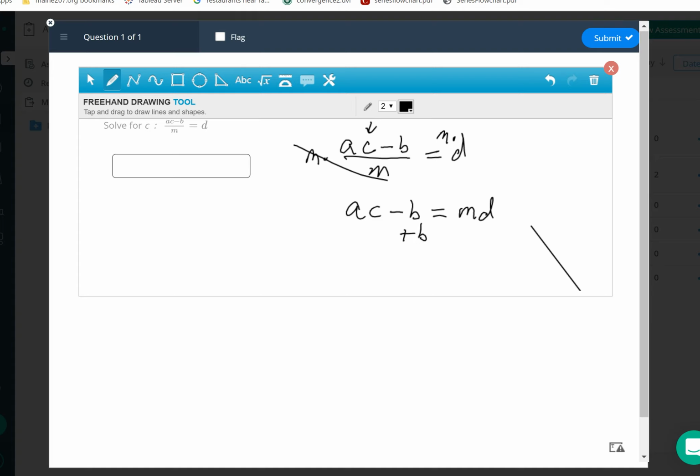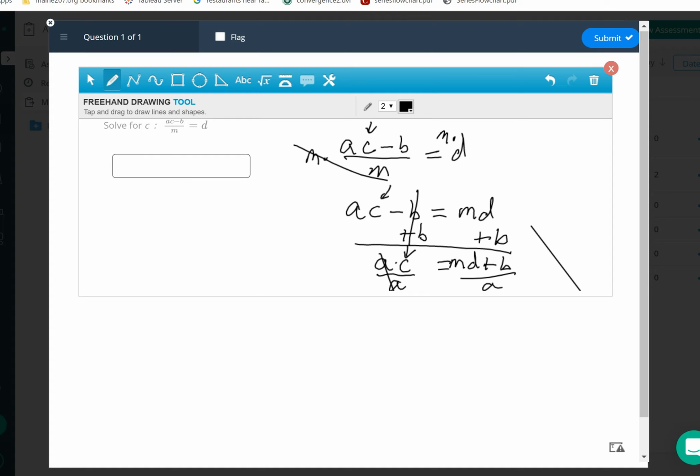Then what? Well, I can add B to both sides to help us get C a little bit closer. Obviously, A is multiplied to C. We're going to get rid of addition or subtraction first. We'll have MD plus B is equal to AC. Now, trying to get C alone, we have to undo that multiplication of A. So I'm going to divide both sides by A. You can see our final answer would be MD plus B all over A.